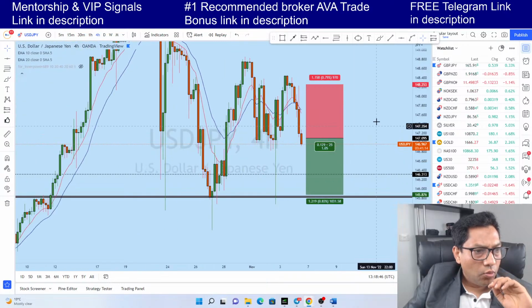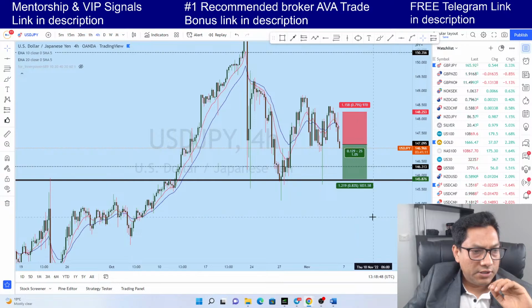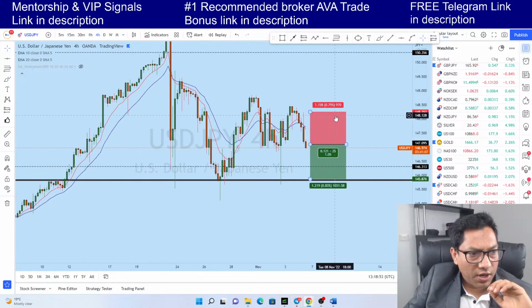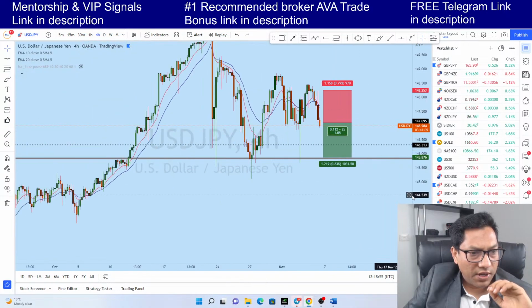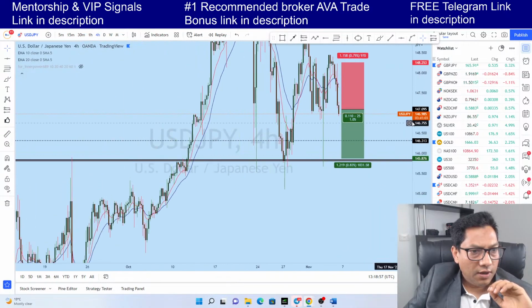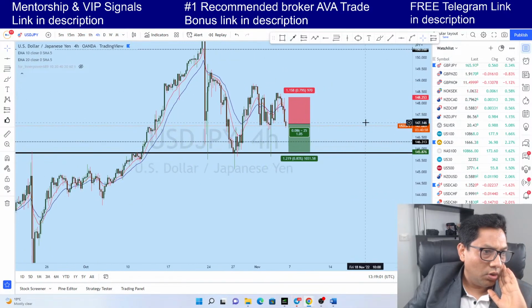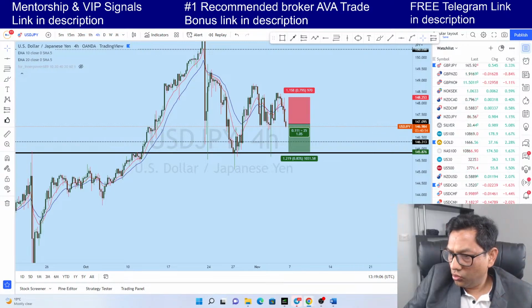So dollar yen, what I think, as you can see, the price created a candle that is a false breakout, and we see that the price has in fact reversed from here, bounced from this level, and I think that dollar yen will drop further. So you have opened a position, and I also opened the same position on dollar yen.